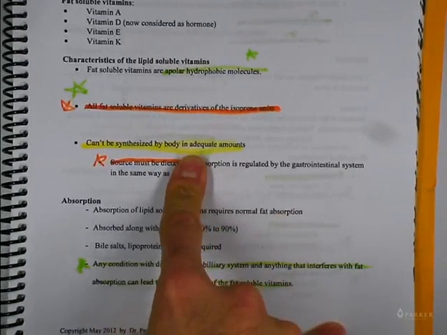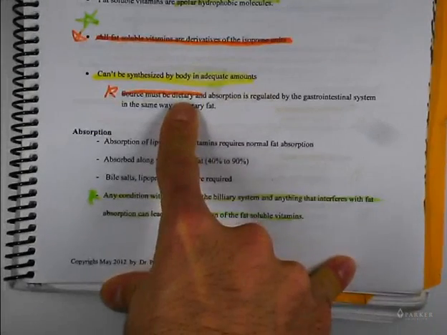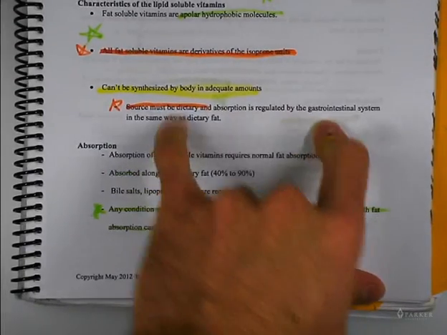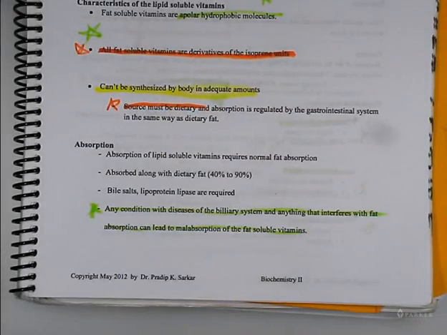They cannot be synthesized in the body in adequate amounts, which means their source must be dietary. And this is huge. Absorption is regulated by the GI tract in the same way as dietary fat. That means that if you cannot absorb fat, you cannot absorb fat-soluble vitamins. Stuff like bile salts, your gallbladder, cholecystitis, which is gallbladder dysfunction. All of that stuff allows the formation of micelles and the emulsification of fat and the breakdown of fat into small pieces so it can be broken apart and absorbed. If you don't have that intact, you do not take in fat-soluble vitamins nearly as well as you should.